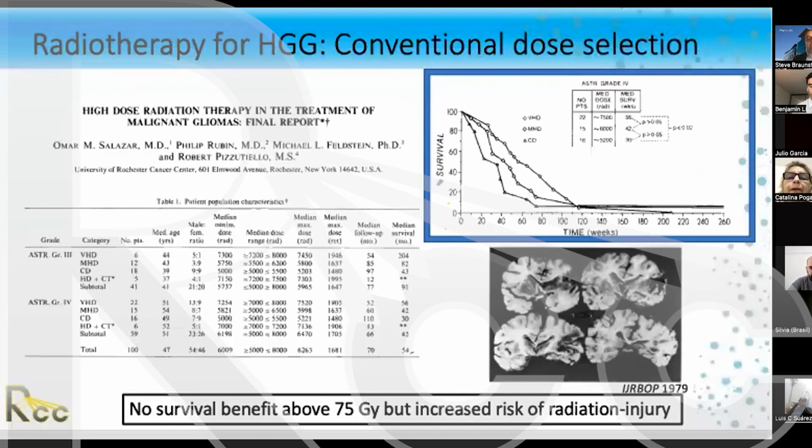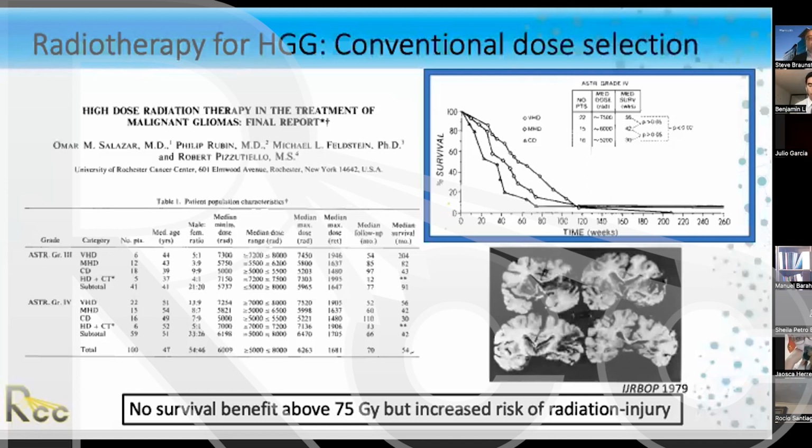Subsequent studies that were performed in this era using doses above 60 gray, up to 75 gray, did not show any improved survival benefit, but actually showed an increased risk of radiation-related brain injury. Even though the prognosis of these patients is poor, the toxicity could manifest in both the acute and subacute setting. And so this really was a contraindication for therapy.